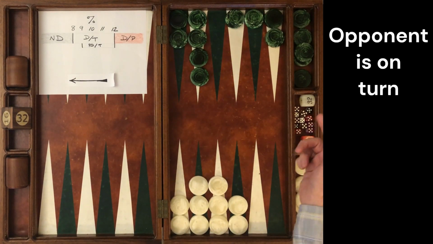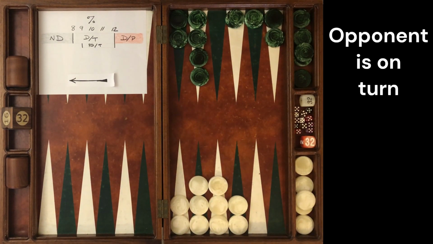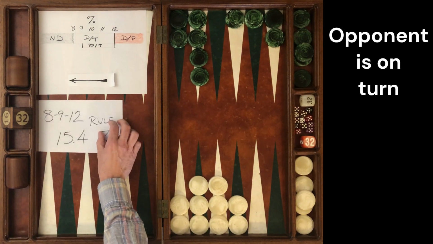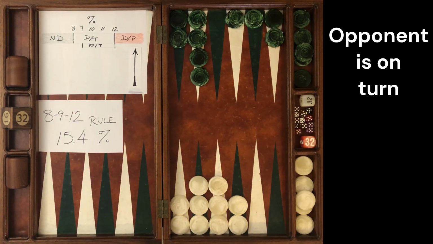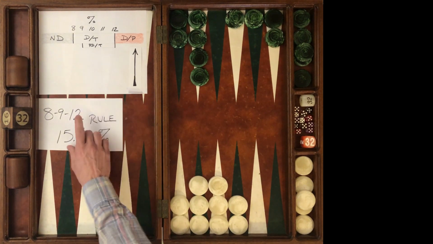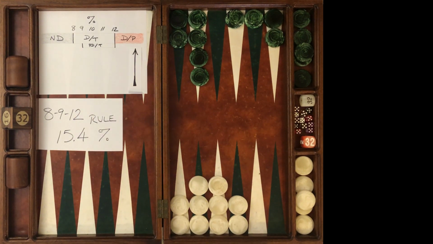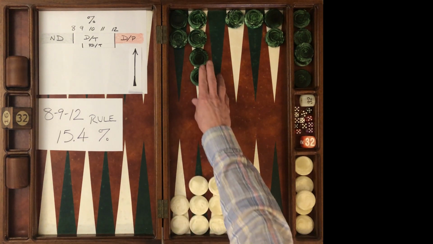Position number 5, our opponent's on roll, thinking about cubing us. They're looking pretty good. The 8-9-12 rule, they have at 15.4 for our opponent, so that's a pretty strong cube here. Double pass by the rule. And 15.4, that's comfortably above 12. But our distribution is perfect. It's just about as perfect as you could hope for.